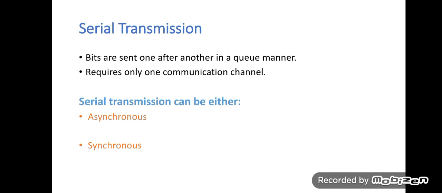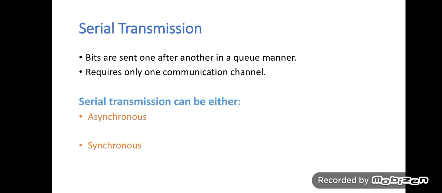Now we will move on to the second method, which is called serial transmission. Here bits are sent one after another in a queue manner. The data bits are sent one by one in a queue line. It requires only one communication channel to send and receive the data.